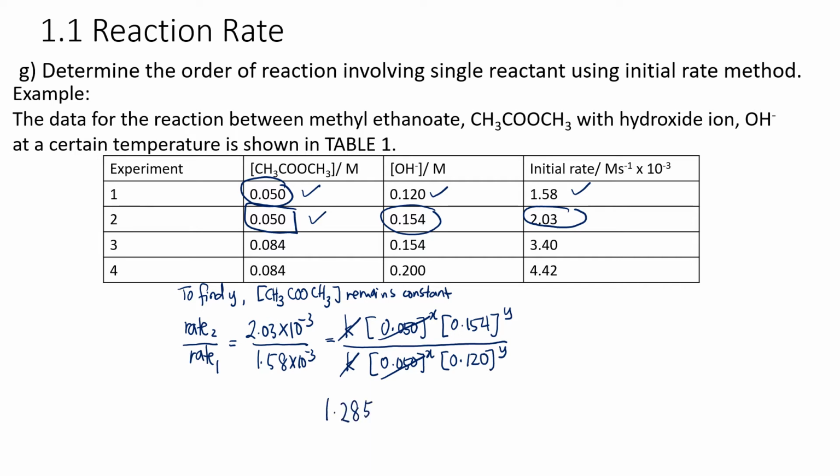1.285 equals 1.283 raised to the power of y. So again, to find y, we can log both sides. When we log, the power we can bring to the front, and that should give us y equals 1. Again, don't leave our answer as y equals 1. We must write which order it is representing.